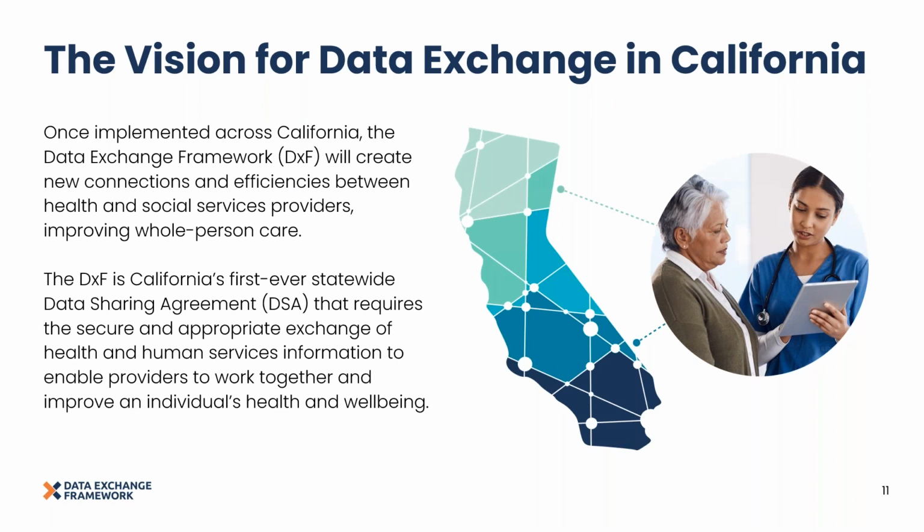This is one of the slides that I tend to actually read through, very consistent messaging from Cal HHS, the vision for the data exchange framework. Once implemented across California, the DXF will create new connections and efficiencies between health and social services providers, improving whole person care. The DXF is California's first ever statewide data sharing agreement that requires the secure and appropriate exchange of health and human services information to enable providers to work together and improve an individual's health and well-being. Notice a lot of focus on both health and human services information. So it's a step above the meaningful use years and the EHR adoption and the sharing of exchanging information, just clinical to clinical.